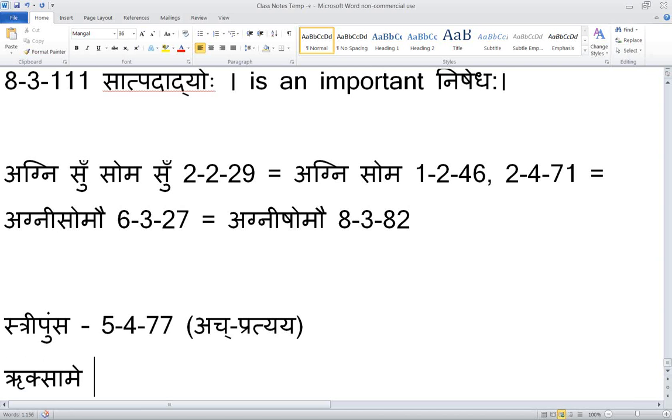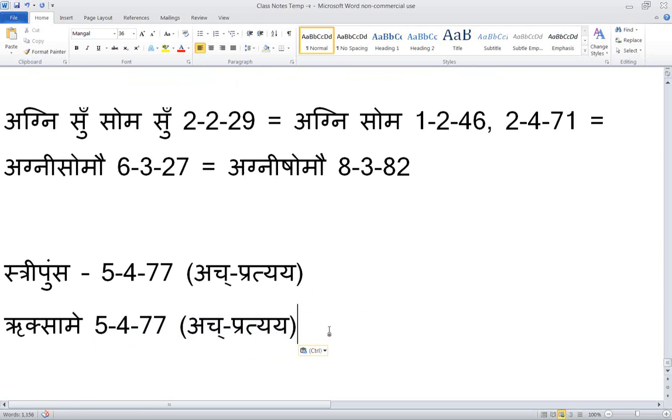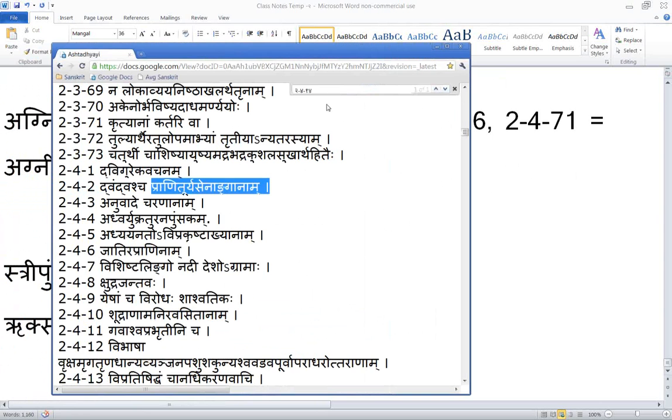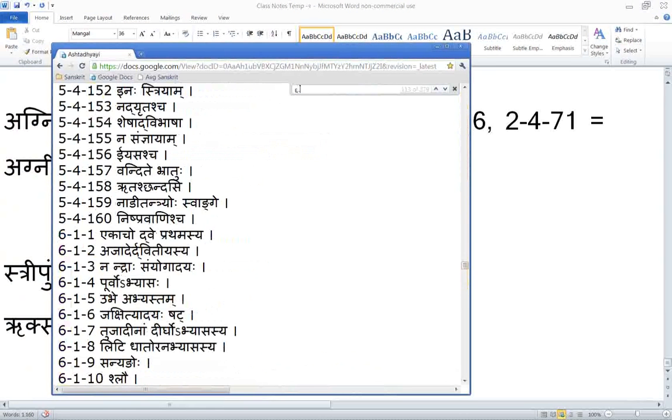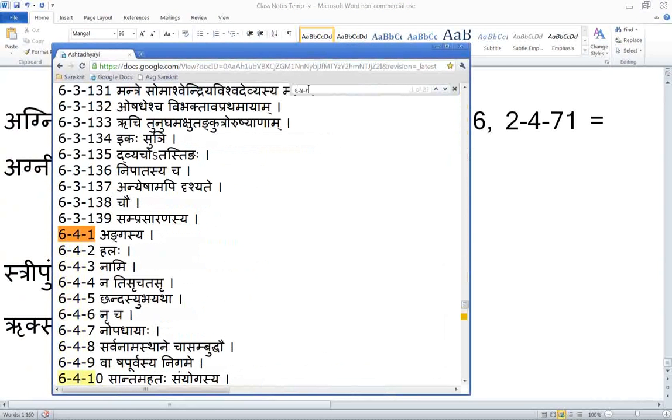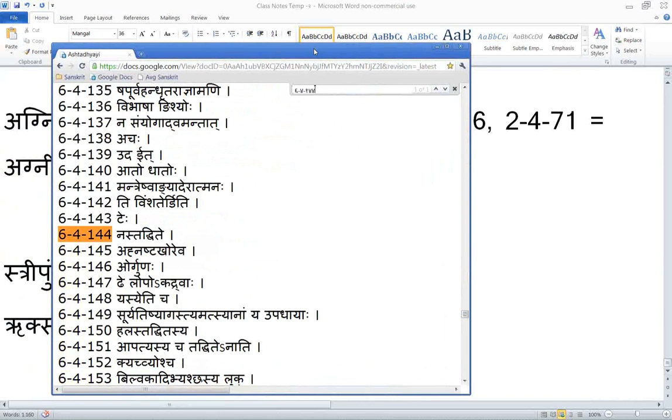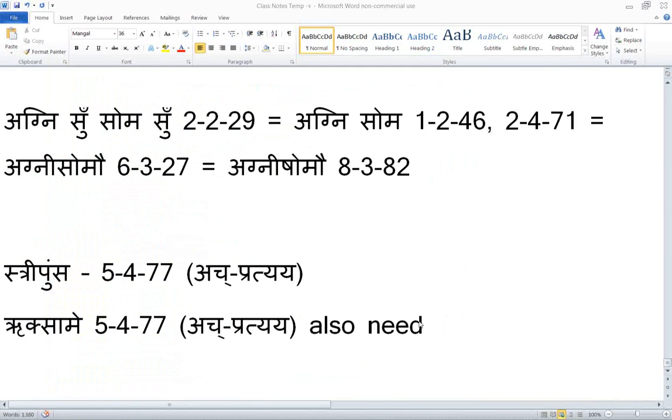We need 5477. We also need to remove the nakaraha at the end by nasta. We'll do it next time in detail. So this one we need this. We also need after that the nastadhite, angam gashta bhasanya, and the saman. The saman we need to remove ti bhagaha, nastadhite. So for homework you can try to do this one: take rik plus saman and add pratyach, using 64144 ti lopaha.